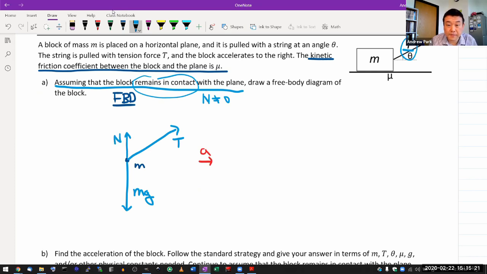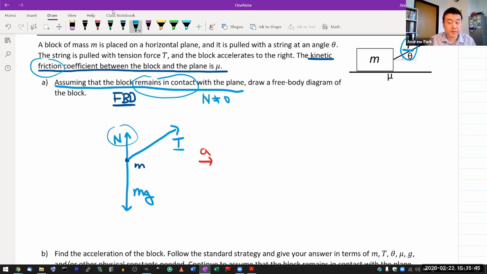Even though the situation could be set up where the normal force almost goes to zero, that depends on what the value of tension is. And I don't know that the normal force is zero yet, so I need to write this down. Writing this down reminds me that the question talks about the friction force. So I need to draw the friction force.